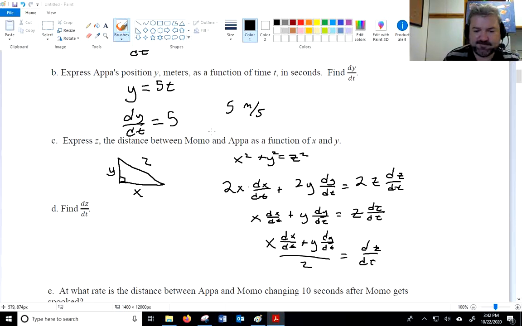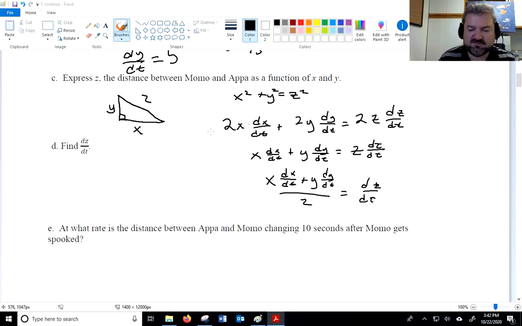Okay. So, question. At what rate is the distance between Appa and Momo changing 10 seconds after Momo gets spooked? All right, so now we're being asked not for an equation for dz/dt, but for that specific value. Notice that dz/dt is changing in relation to x, y, z, and dx/dt and dy/dt. So 10 seconds after Momo gets spooked.